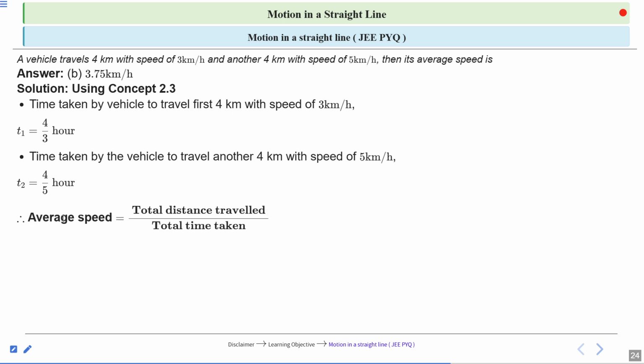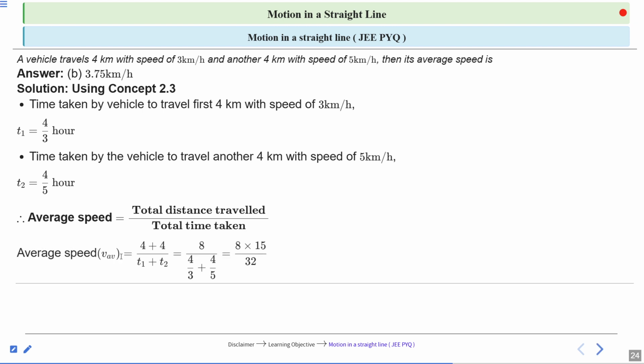So we know the formula of average speed, that is total distance traveled divided by total time taken. So just substitute the values of total distance and total time taken. So average speed will be, total distance is 4 kilometer plus 4 kilometer, 8 kilometer, and total time taken is 4 by 3 plus 4 by 5. So solving this term, you will get 8 into 15 divided by 32.